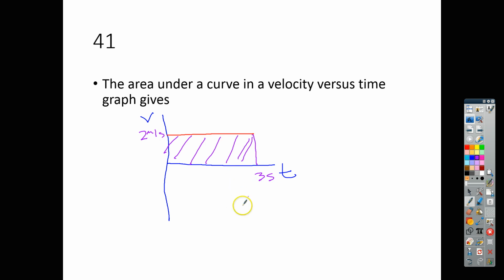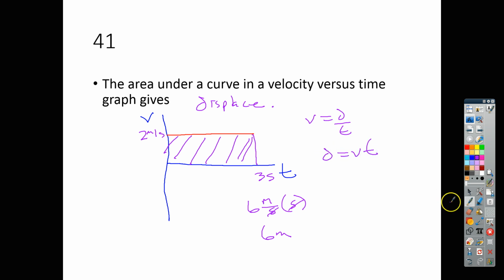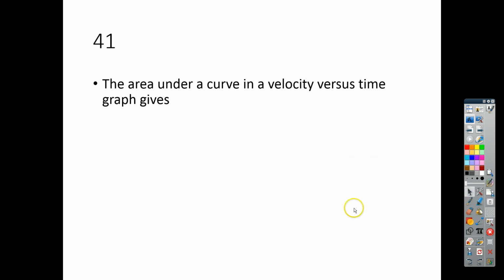We can find the area underneath. 3 times 2 would be 6, and that would be a meter per second times a second. Notice the seconds go away, and I'm left with 6 meters. So it actually gives us displacement. You could also think about the equation v is equal to d over t. If I rearrange it and I want distance, that's just velocity times time. Let's go ahead and look at number 42.